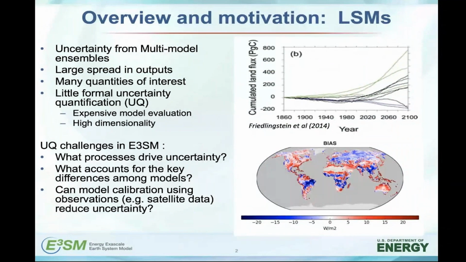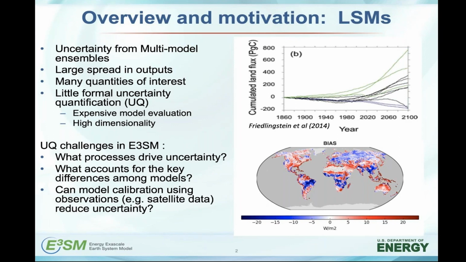So I wanted to start with a brief overview and motivation for why we're doing this kind of work within the land surface modeling community. And so when you look at uncertainty as it pertains to the land carbon cycle, most of the uncertainty that we see in papers comes from these multi-model ensembles from different modeling groups. And what we often see is very large spread in the model outputs.